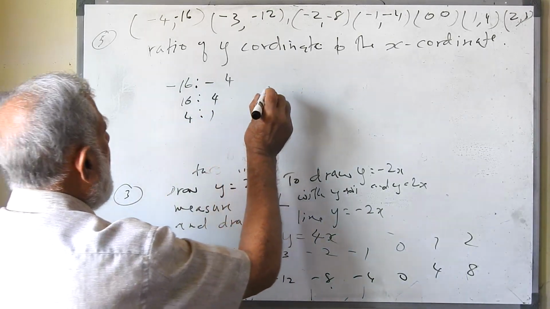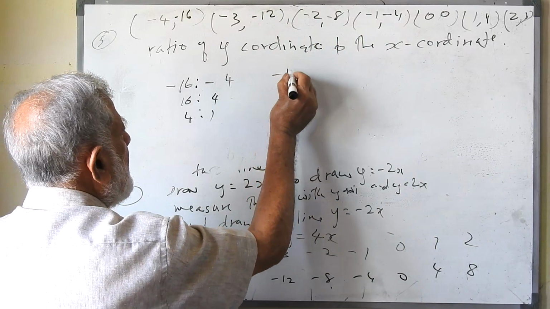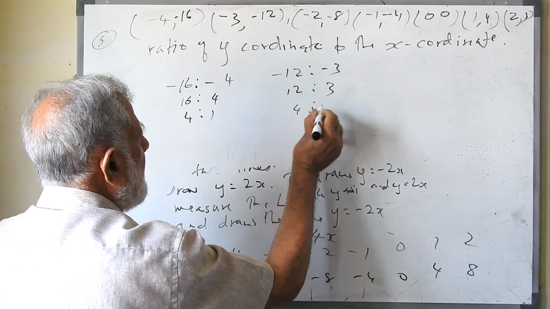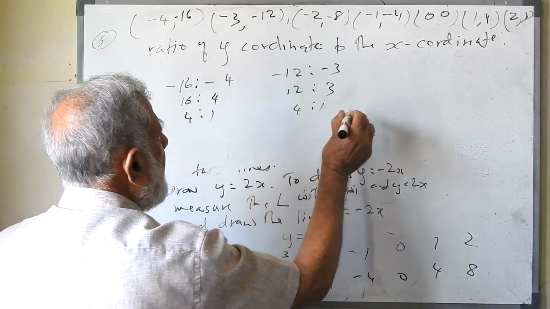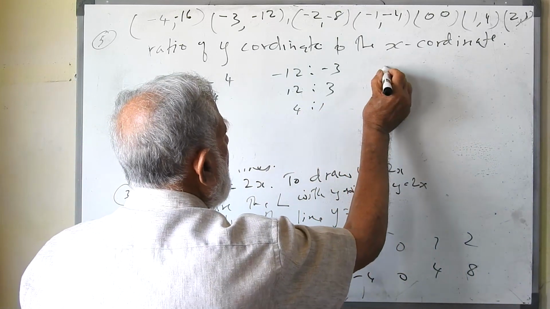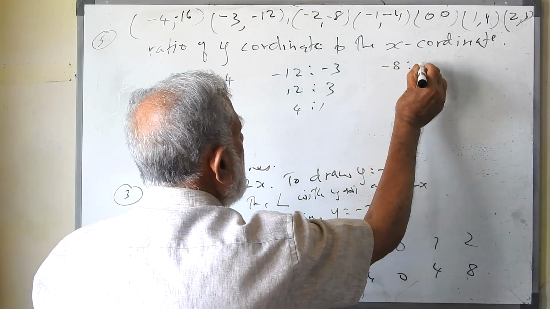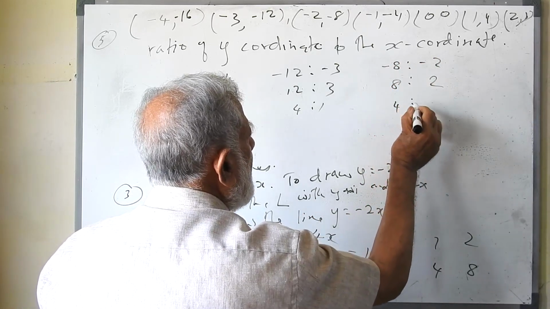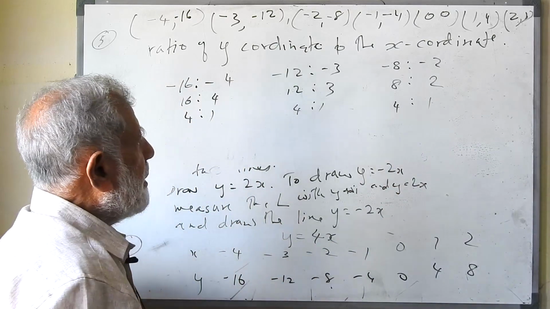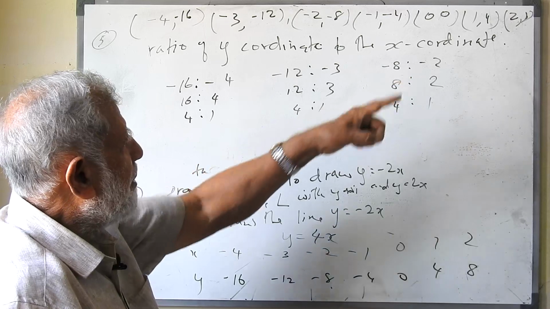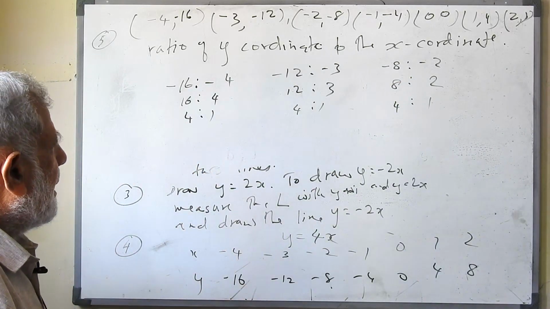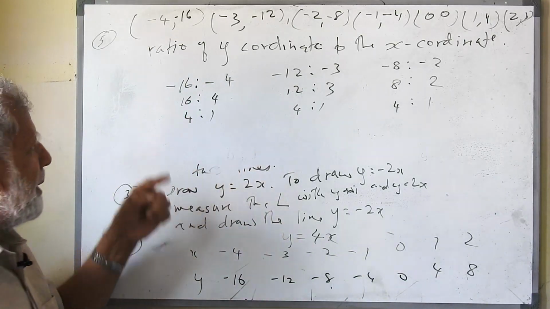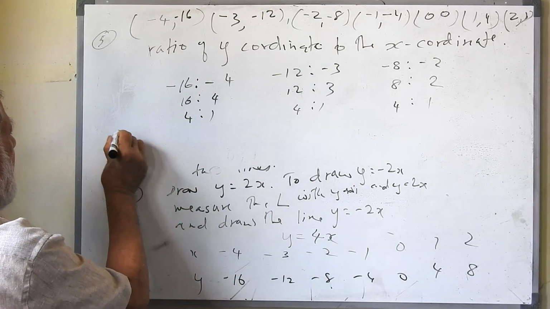Same way, we take the y coordinate to the x coordinate: minus 12 is to minus 3. That will be 12 is to 3, that will be 4 is to 1. Here, y coordinate to x coordinate, 8 is to 2, therefore 4 is to 1. The other one is 0, 0. Then the other one also is 4 is to 1. It will be all the same. So the ratio of the y coordinate to the x coordinate will be the same everywhere. So that is another thing that you can understand out of this.